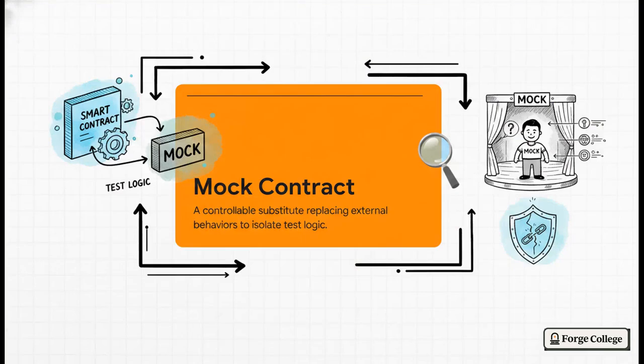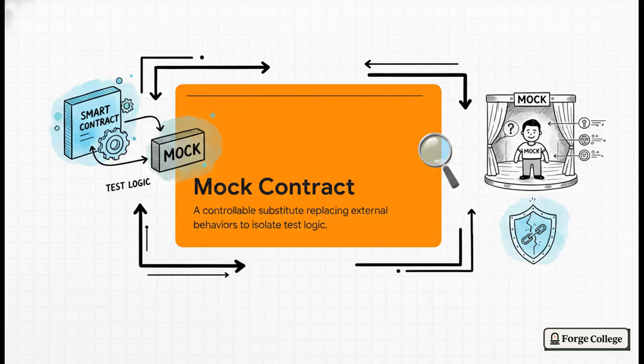So to get that determinism we're craving, it's time to fire the diva and hire a professional stunt double. In software engineering, this stunt double is what we call a mock contract, and the technique itself is usually called stubbing. A mock is basically this highly predictable, completely controllable substitute that steps right into the shoes of the external contract. You tell it exactly what to do, exactly what to return, and exactly when to fail, and it just follows your directions flawlessly every single time. By swapping out the real dependency for a mock, you are completely isolating your own contract's logic so you can actually test it properly.